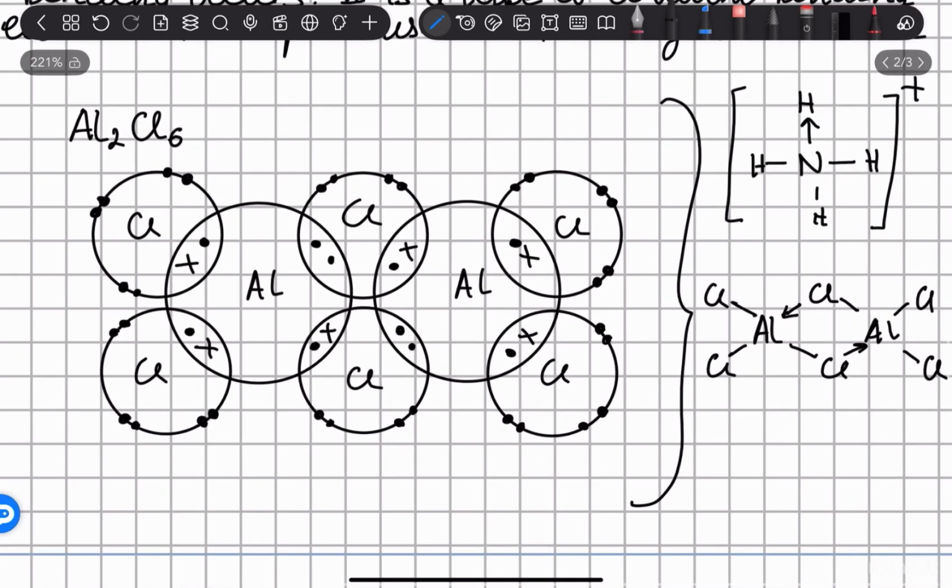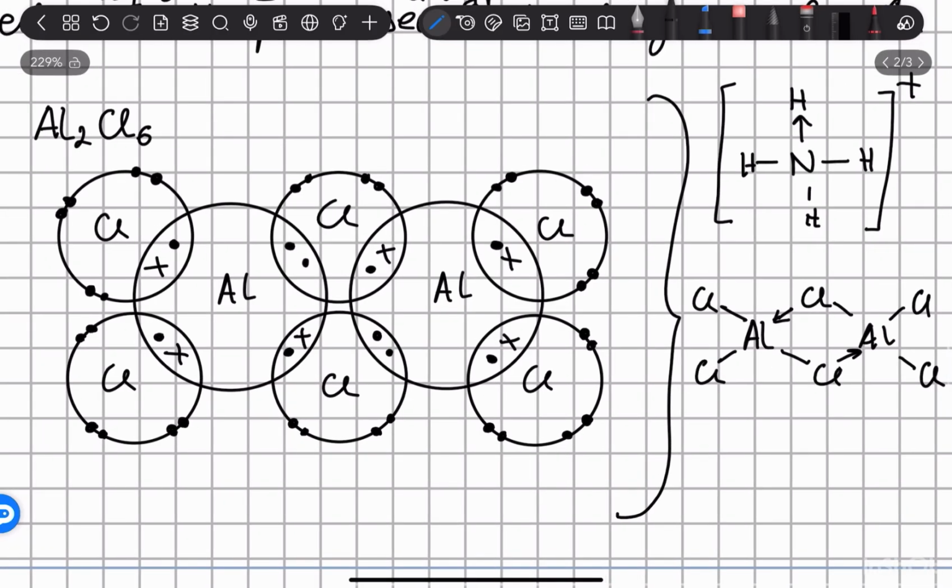Another example here, we have aluminium chloride. Now we can have AlCl3, but then I believe, if I'm not wrong, I could be wrong, when AlCl3 is heated, or I believe when it's compressed, it forms Al2Cl6, which is also aluminium chloride. So this is the molecule that undergoes dative bonding, not the AlCl3.